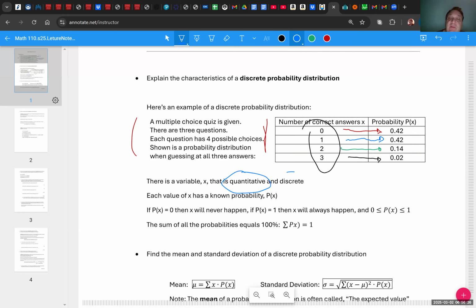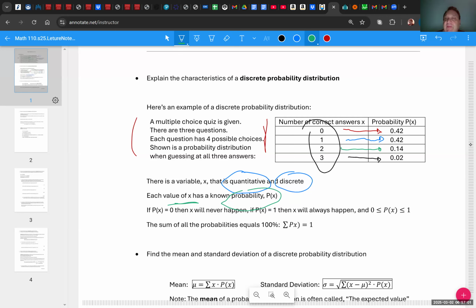It has to be discrete, which means it has to be specific numbers. Right? It can't be ranges of numbers or weird stuff, like 1/7. You're getting 0 or 1 or 2 or 3. There's 4 specific discrete possible values for X. So to have a discrete probability distribution, first thing we need is a variable X that is both quantitative and discrete. There's more. The next thing is that for each of those values of X, each of the possible correct answers, we have a known probability P(x).